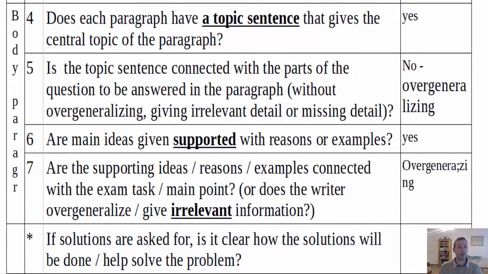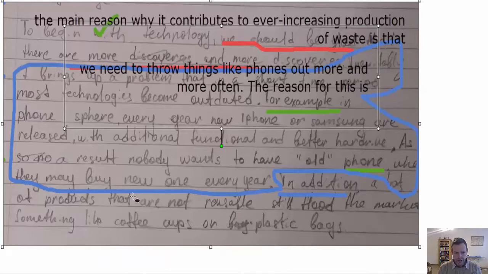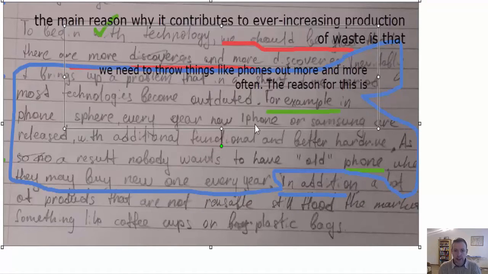Okay. And the last one here, if solutions are asked for, is it clear how solutions will be done? So it does ask for solutions from the government, but let's have a look at the end of that paragraph. In addition, a lot of products that are not reusable still flood the market, something like coffee cups or plastic bags. Yeah, so that's good. In addition, but again, just sticking to the actual topic, well, not clearly highlighting the topic, yeah?